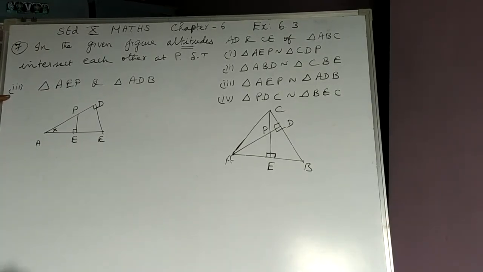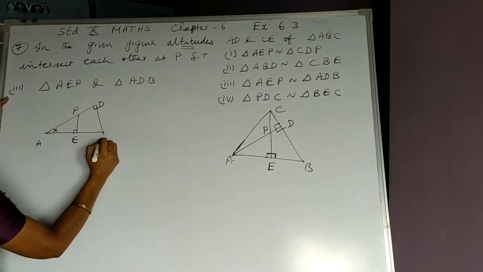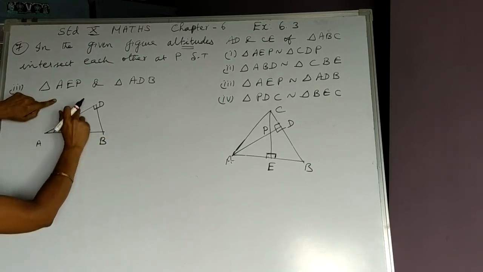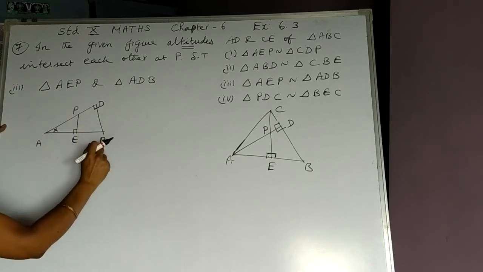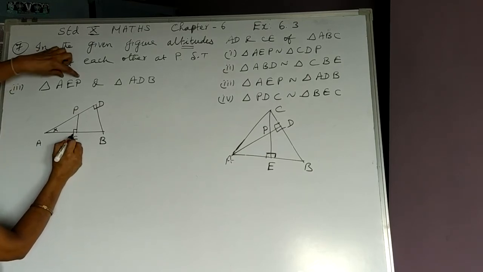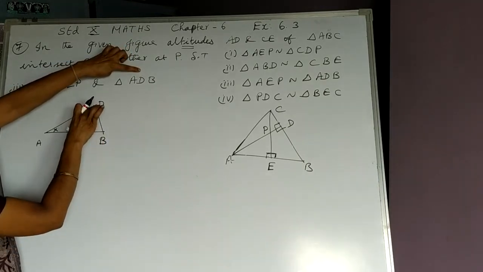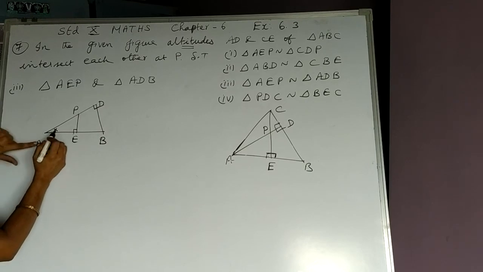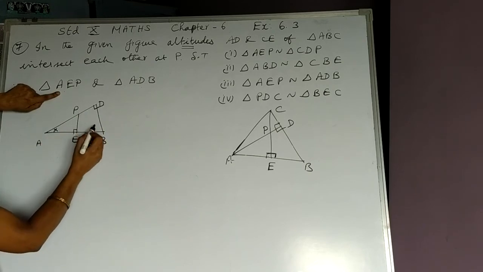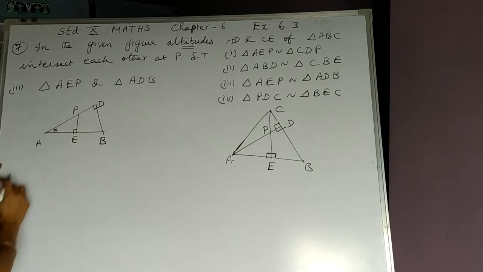Third subdivision, we are supposed to prove triangle AEP and triangle ABD, AEP and triangle ADB are similar. Here E is 90 degrees in this triangle, and in this triangle D is 90 degrees. So we got one pair of angles equal. Secondly, you find angle A present in this triangle as well as in this triangle, becomes a common angle, same angle. Therefore, again by using double A, we can prove these two triangles are similar.